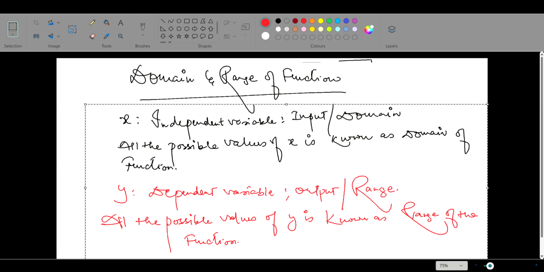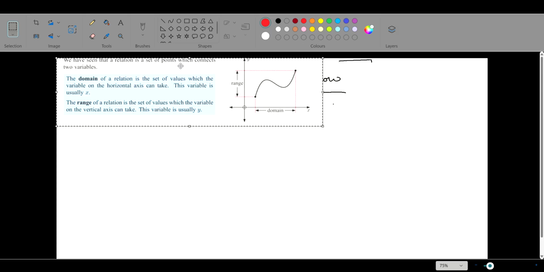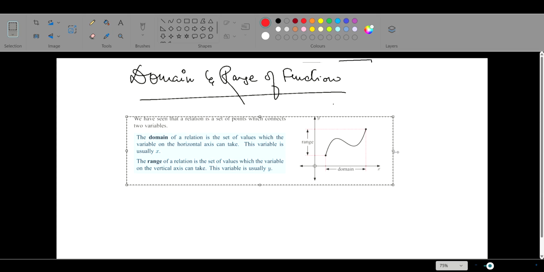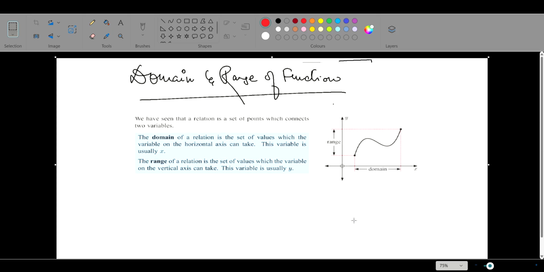Okay, we have seen this in our... so you can see here from the graph we can also understand. So for example, this is the function we have given. So what is the domain? Domain would be from this starting point to this starting point. This is all possible x values of this function.